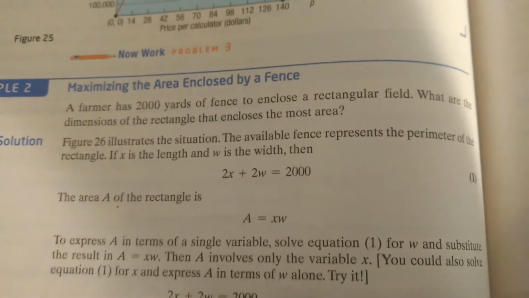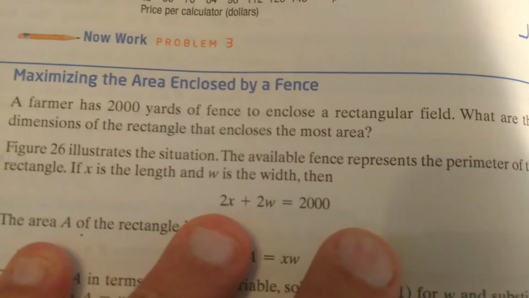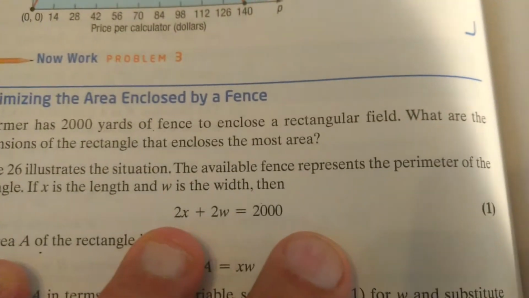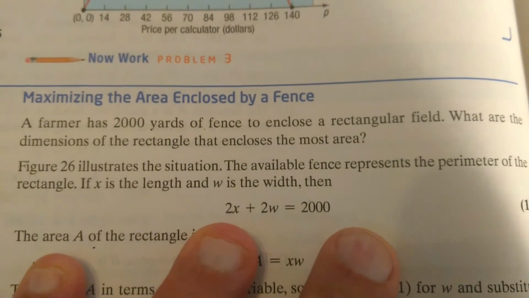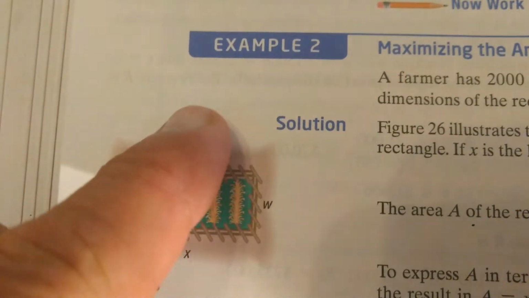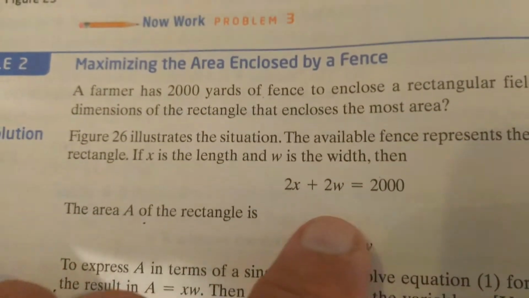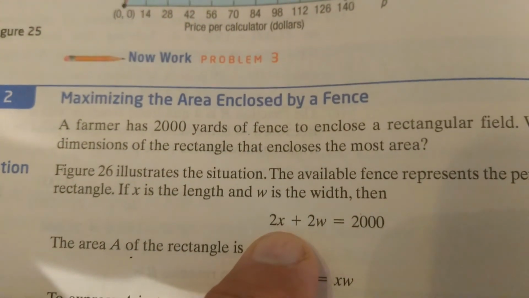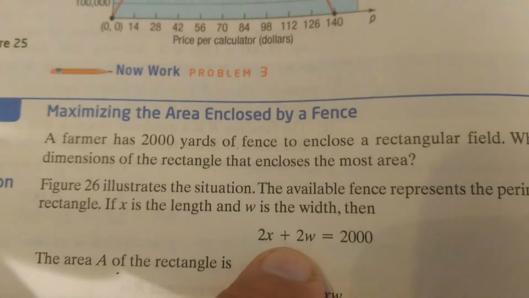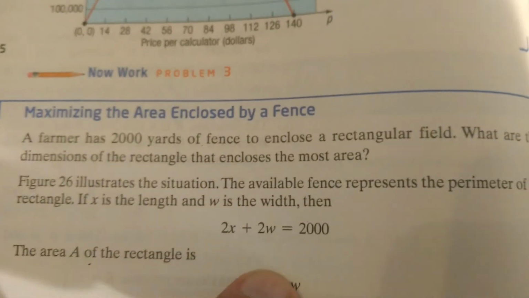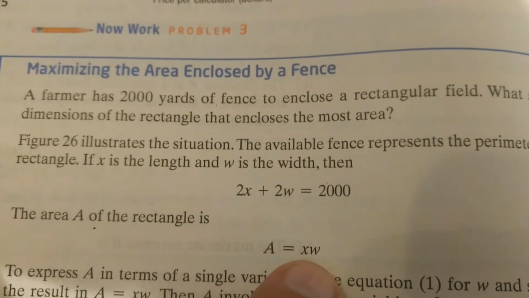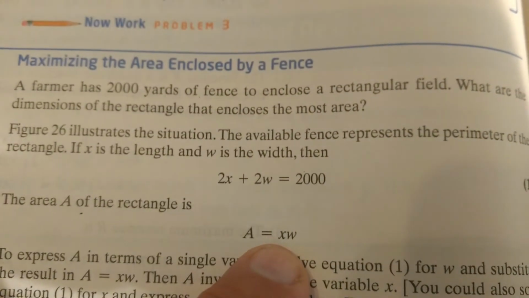All right, here's the second word problem. It says a farmer has 2,000 yards of fence to enclose a rectangular field. What are the dimensions of the rectangle that encloses the most area? So here's the diagram. There's our two widths, our two lengths. Now if we look at this, they're using X as length, W as W. So 2 times length plus 2 times W equals 2,000. This is our perimeter equation. The area of a rectangle is A equals L times W, but remember we replaced L with X.